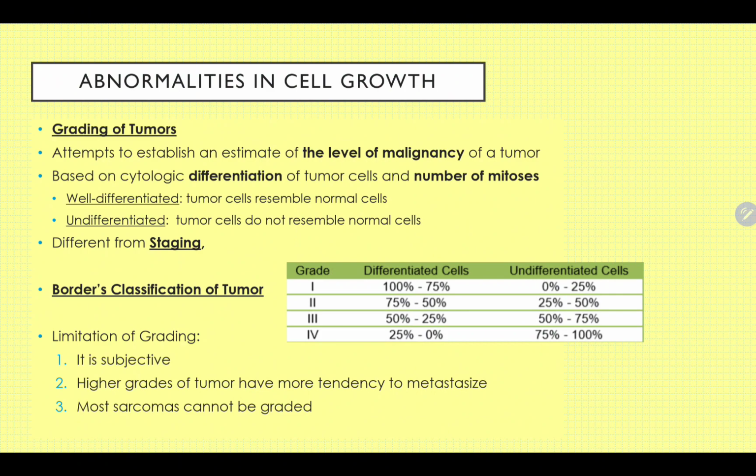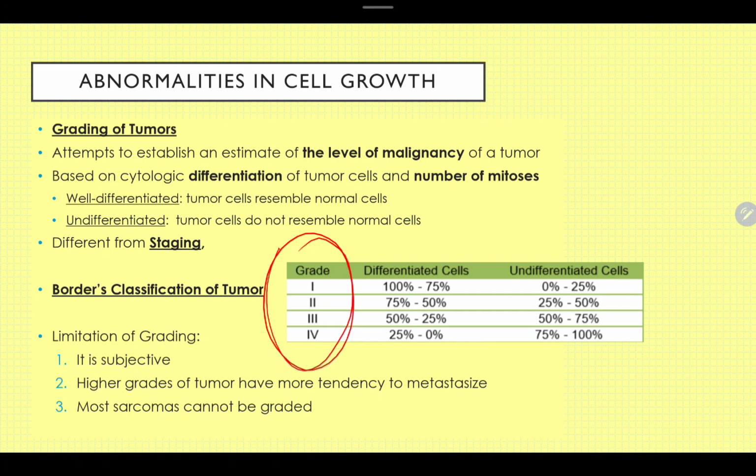Ibig sabihin, the organ is now composed of cancer cells that are not supposed to be in that organ, because the normal cells that are supposed to be there were really killed, no? Nag-undergo na ng necrosis. Ang nagpalit na is the cancer cell. Okay? So we have different types of grading po.